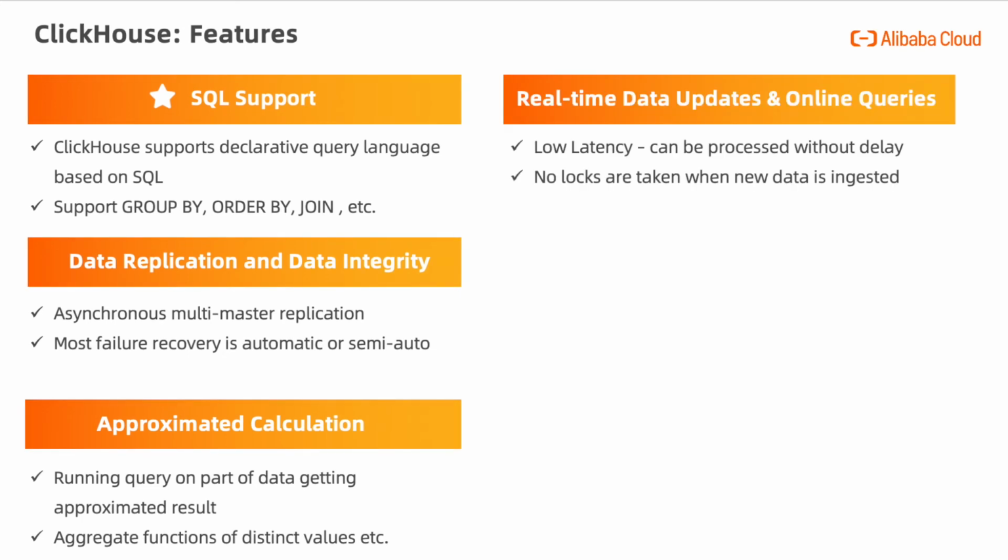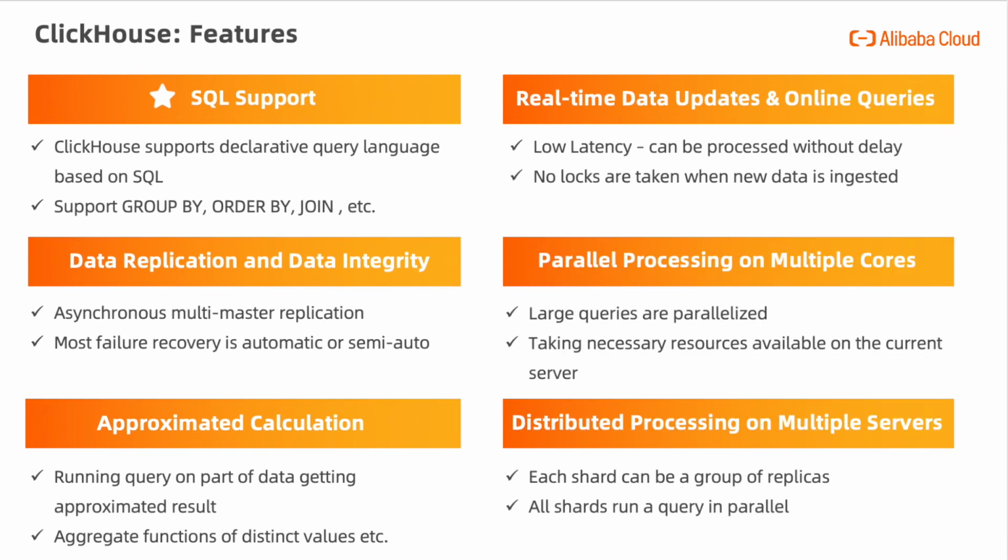Next are real-time data updates and online queries, which make ClickHouse different from many other OLAP systems. As you may know, many OLAP database management systems do not aim for online queries with sub-second latency. But because ClickHouse supports tables with a primary key, it can quickly perform queries on a range of the primary key, and the data is sorted incrementally using the merge tree. Due to this, data can be continuously added to the table. No locks are taken when new data is ingested.